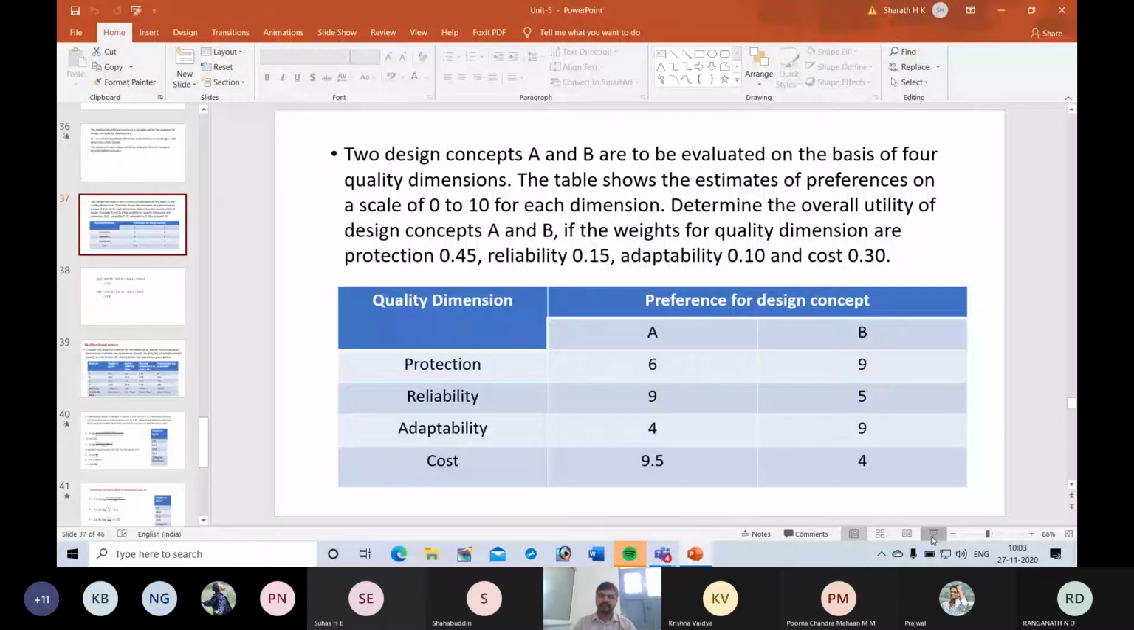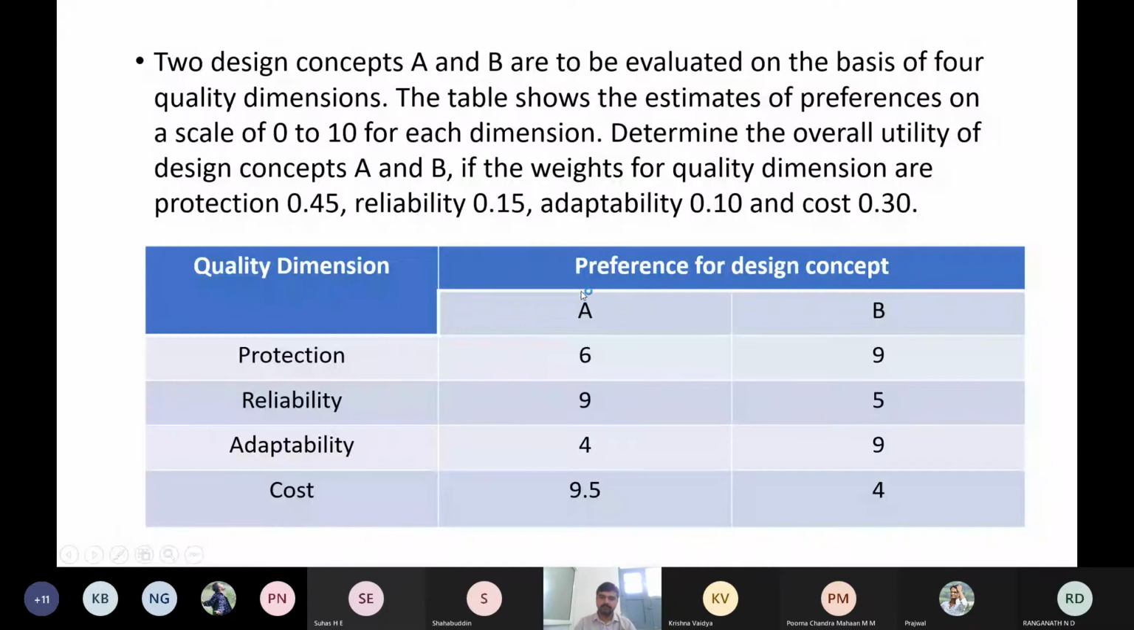Okay, in the previous class we discussed this problem, that means how to find the utility of the design concept. If you want to make a selection between two, then you can select based on utility also. In this problem they have given the utility numbers or preference numbers.